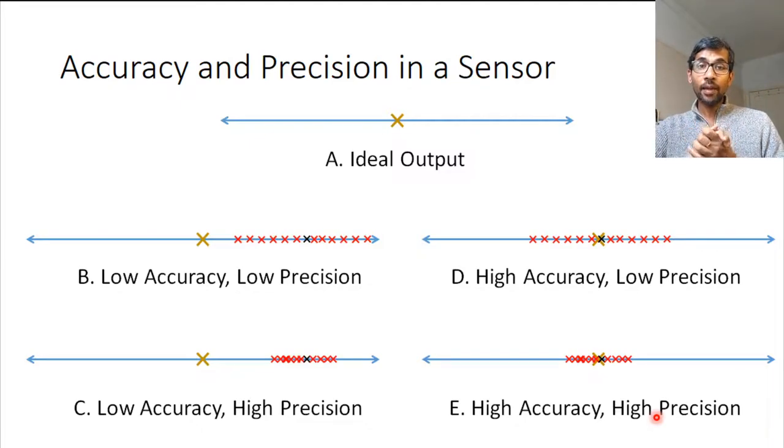Hopefully, this helps you get a handle on what accuracy and precision are. There are a few resources that I have mentioned on Moodle which give you some insight into how we actually characterize accuracy and precision. What I have given you is a very qualitative description, but there are means by which you can actually quantify it.